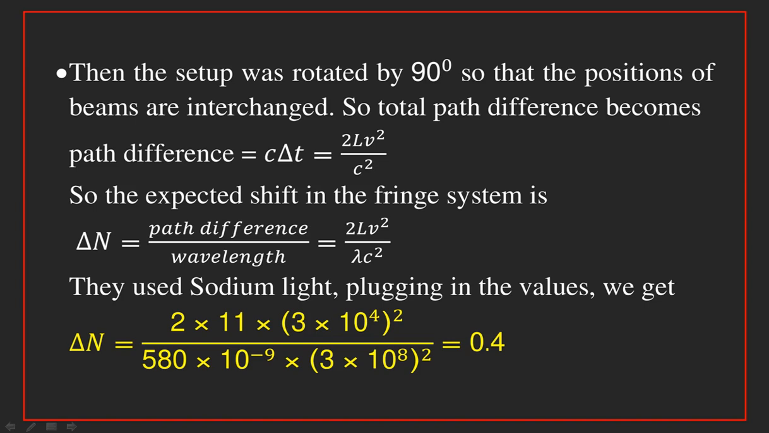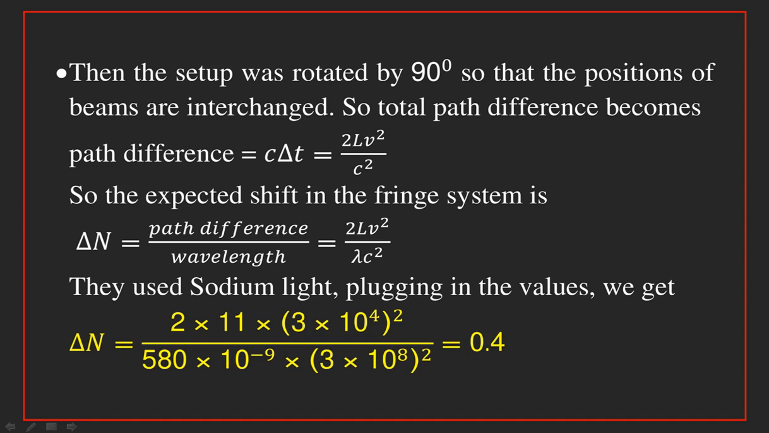And so the fringe shift, that is the shift in fringe, becomes path difference by wavelength. For each wavelength lambda, the fringe will be shifted by one fringe width, because a dark becomes a bright one by a shift of lambda by 2. If another lambda by 2 is shifted, it becomes again bright. So a bright first becomes dark, then becomes bright, meaning a fringe has shifted through the telescope. So the expected fringe shift was 2lv square by lambda c square.